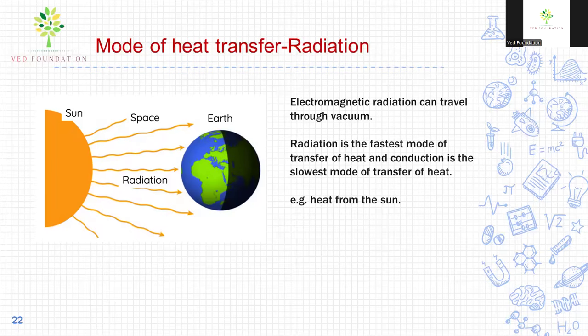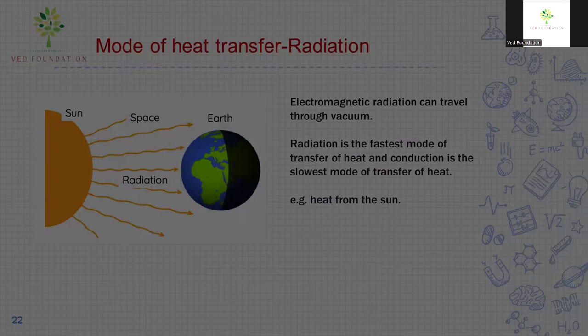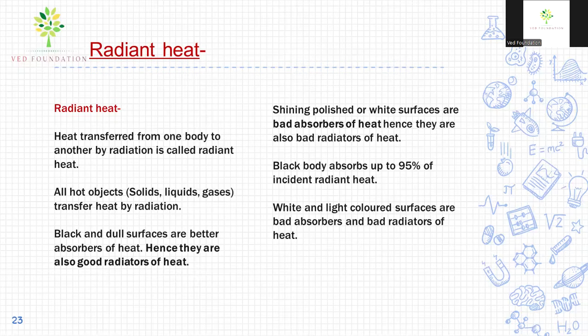Electromagnetic radiations can travel through vacuum. So radiation is the fastest mode of heat transfer, and conduction is the slowest mode of heat transfer. We get heat from the sun by radiation. Radiant heat: heat transferred from one body to another by radiation is called radiant heat. All hot objects, solid, liquid, gases, transfer heat by radiation.